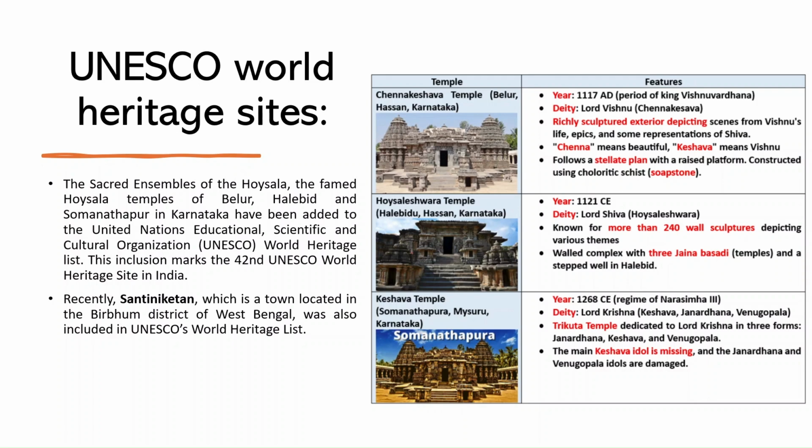Lastly, the Kesava temple in Somnathpura, Mysuru, which was built in 1200 AD during the reign of Narasimha III. And this Trikuta or 3-shrine temple is dedicated to Lord Krishna in 3 forms, that is Janardana, Kesava and Venugopala. While the main Keshava idol is missing from the temple, the damaged Janardana and Venugopala idols still exist inside the temple premises. Right, so that's the news about the new UNESCO World Heritage Sites.